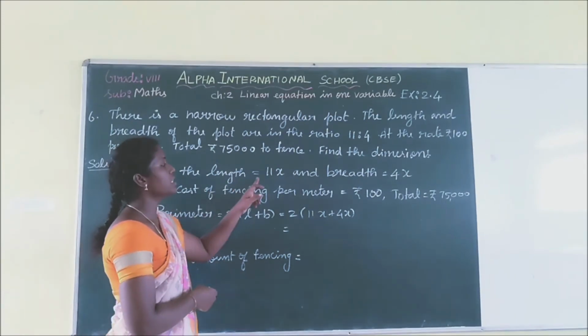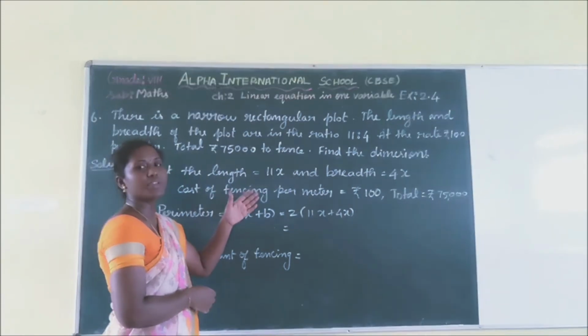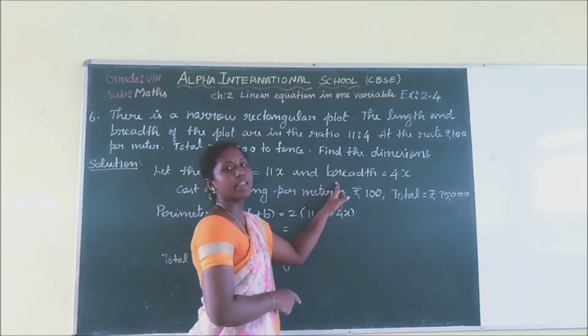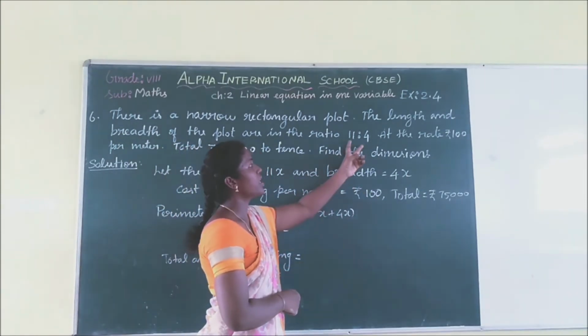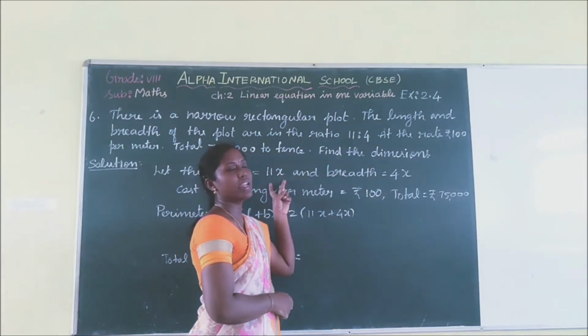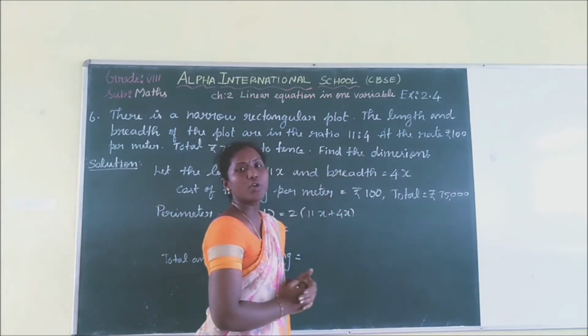So the length is equal to 11x. Let the length of the rectangular plot be 11x and the breadth of the rectangular plot be 4x. So we are splitting this ratio by multiplying the common variable x: length as 11x and breadth as 4x.